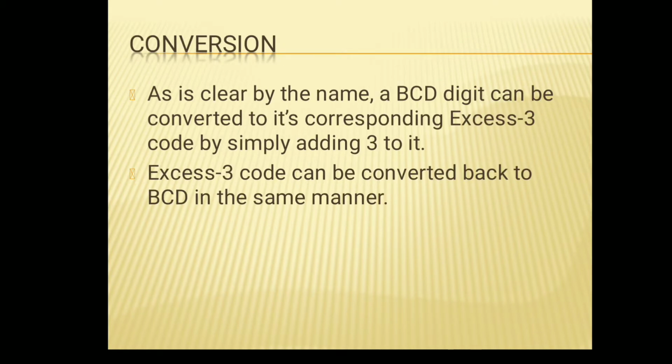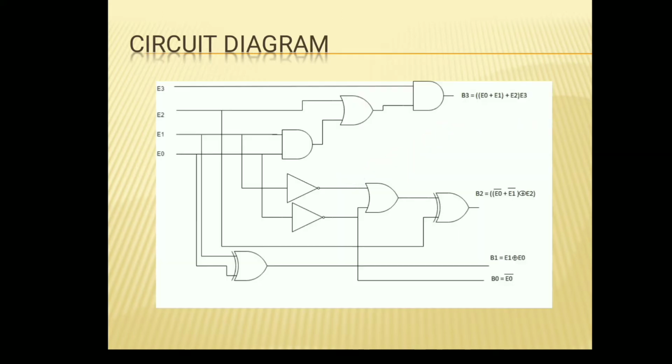Conversion. A BCD digit can be converted to the corresponding XS3 by simply adding 3 to it. In the same manner, we can convert XS3 to BCD by subtracting the binary code 0011, that is, subtracting 3 from it. This is a circuit diagram of the XS3 to BCD converter. Let's implement that circuit diagram in the Electric Circuit Studio app.